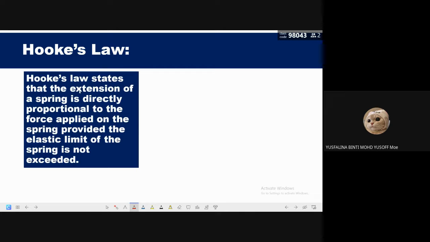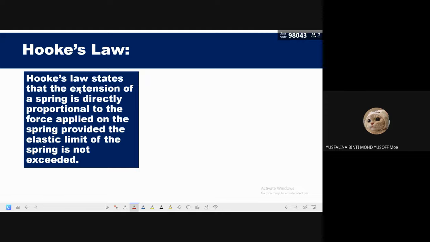Okay, so what does Hooke's law say? It says that the extension of the spring is directly proportional to the force applied on the spring, provided the elastic limit is not exceeded. Let's say you keep increasing the force, the length of the spring also keeps increasing, so it's directly proportional. As long as the spring, if you keep giving force to it, can still come back to its original position, meaning it doesn't lose its elasticity, we can still use Hooke's law.